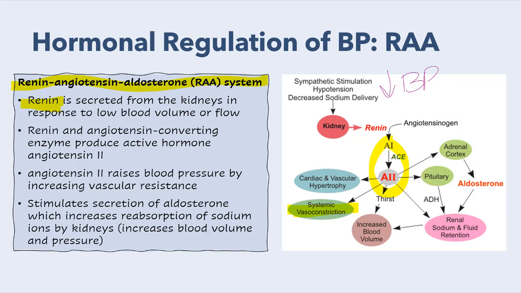And it will also stimulate the thirst center, which will induce the body to drink more water, eventually contributing to a higher blood volume. At the same time, and this is what we're interested in as well, the angiotensin 2 will stimulate the adrenal cortex to secrete aldosterone. Aldosterone is a hormone specifically that can influence the reabsorption of sodium in the kidneys. So your kidneys will not let go of the sodium. Instead, it will reabsorb it and put it back into the bloodstream.